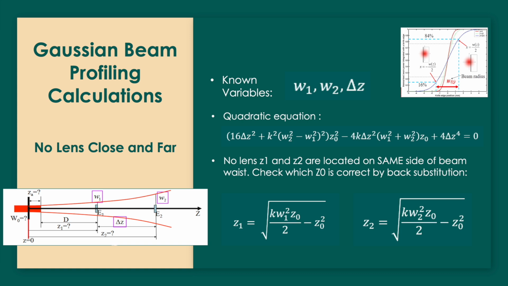Using these values, we can use the quadratic equation relating these parameters to the Rayleigh range z naught. This gives us 2 potential solutions. Using these solutions, we can back calculate which one gives us the correct delta z value by solving for z2 and z1 for when these values are located on the same side of the beam waist using the z0 solution. The z0 that gives the correct delta z value is the correct Rayleigh range that we should use to calculate the beam waist.